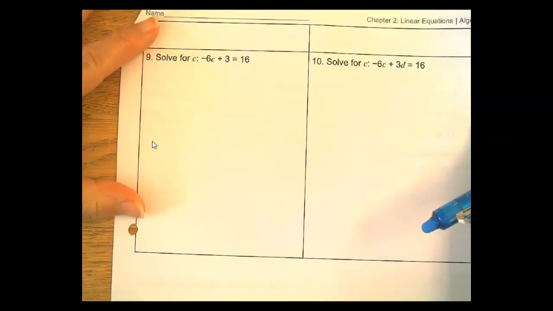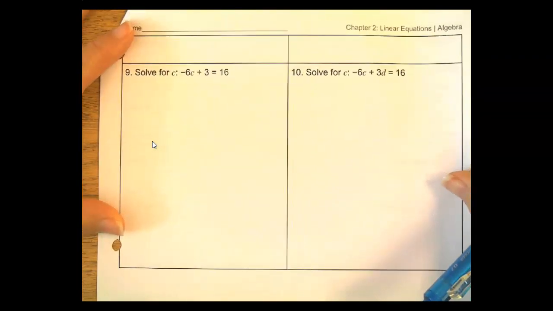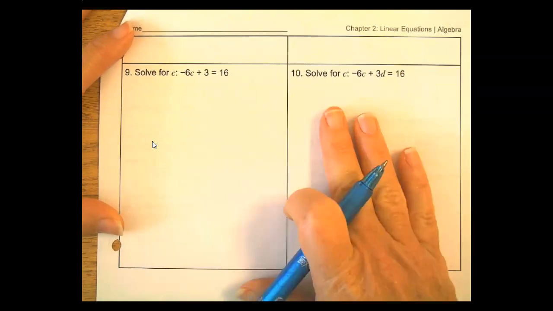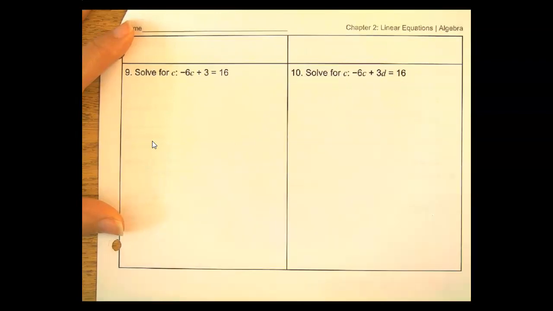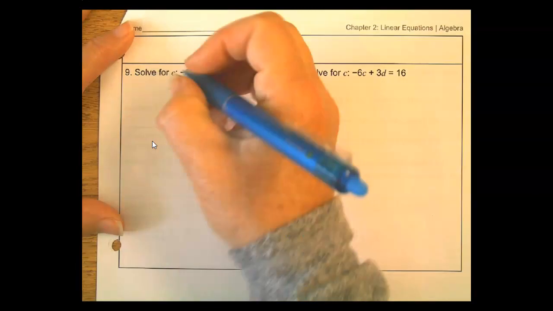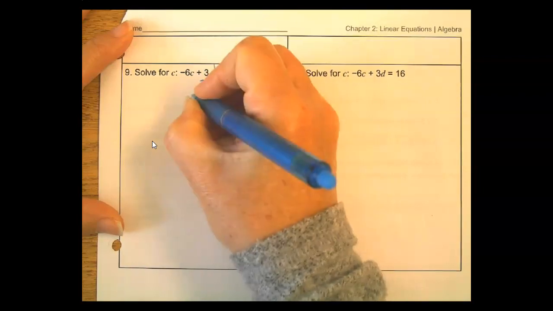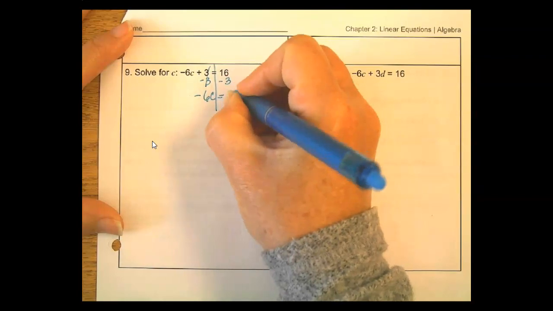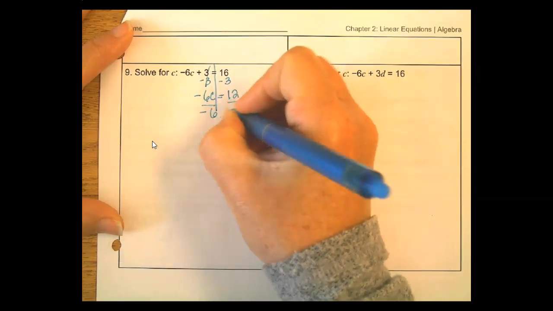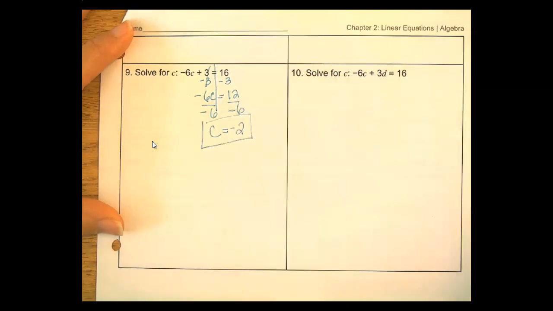Ooh, we do. At any point in time that you want to stop me, try to do this on your own, which I would really like for you to do, and then restart to see if you got the same answer. That's what I would prefer you to do. All right, so solving for c, minus 3. I'm left with negative 6c is equal to 12. Divide by negative 6. So c is equal to negative 2. We know how to do that. We are getting really comfortable with that.